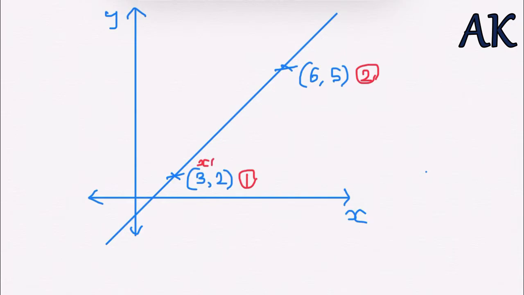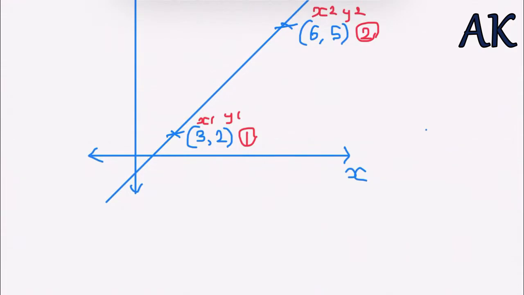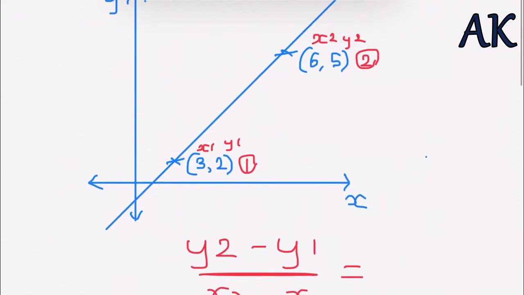Now we need to give a name to each of the x and y coordinates. So in the point that I have labeled as 1, I will name this as x1 and this as y1. The same way in the point I have labeled as 2, I will name this as x2 and this as y2. Now we just need to put the values in this formula to obtain the answer. The formula is y2 minus y1 divided by x2 minus x1, and this gives us the gradient.